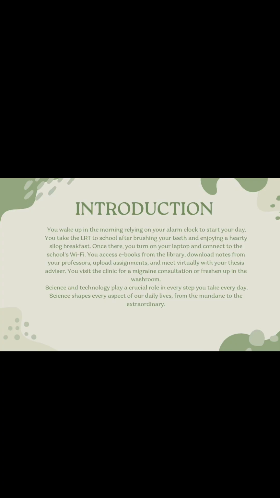Behind all these simple actions are science and technology shaping every step of your day. So that is how science and technology play a crucial role in our everyday lives, right? Science shapes every aspect of our daily lives, from the mundane to the extraordinary.